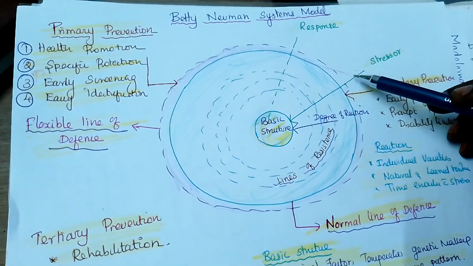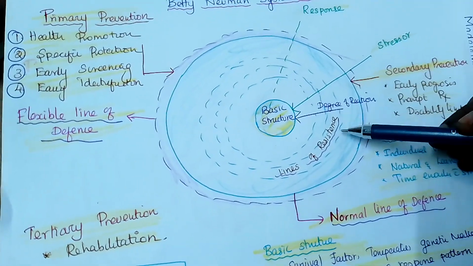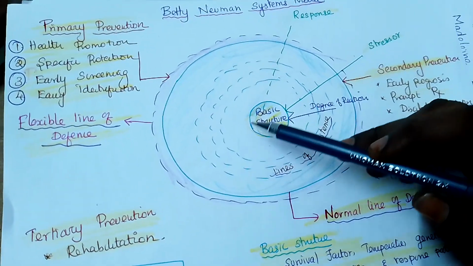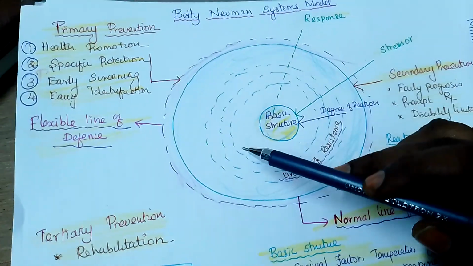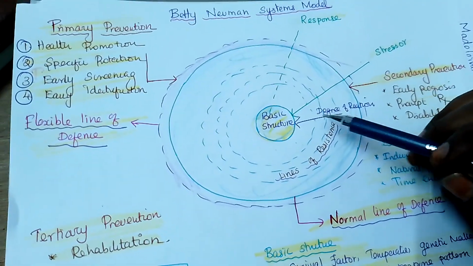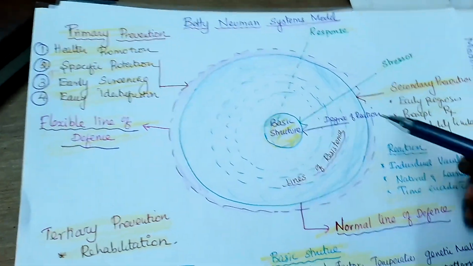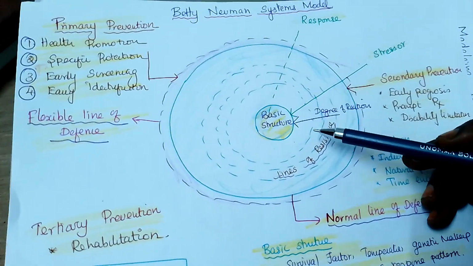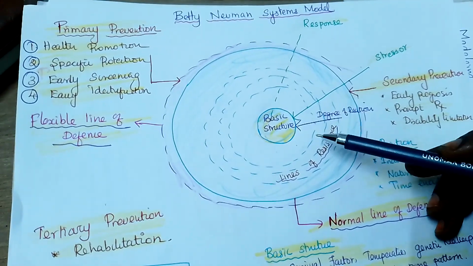Betty Neuman is talking about a person as having a core basic structure, and this is the line of defense, this is the normal line, and this is called the flexible line. This theory is mostly applicable for community health nursing, as well as for the individual. For an individual, for example, for any research purpose, you can use this theory.